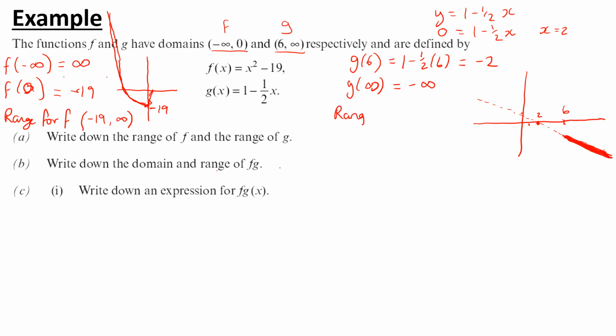Now I want to write down what the range of g is. So I'm looking at that part of the graph in bold, and I'm working out what is the lowest y coordinate and what's the highest y coordinate? Well, the highest the graph ever gets is here, so I need to work out what that number is. And then how low does the graph go? Well, because that line would continue on, going down and down and down forever, the graph would go down to -infinity on the y-axis.